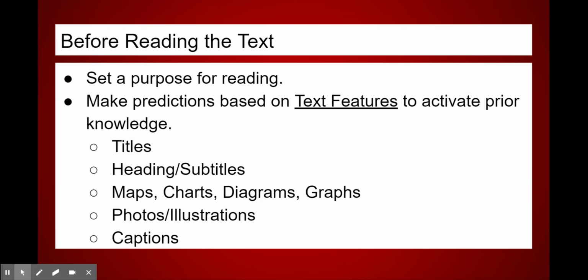Before reading the text, there are several things you need to do to be successful. You need to set a purpose for your reading. Today's purpose will be to explain the events, so we know that we're looking for explanations as we read. We're also going to make predictions based on the text features to activate our prior knowledge. When we do this, we're making connections between what we already know and what we're about to read.